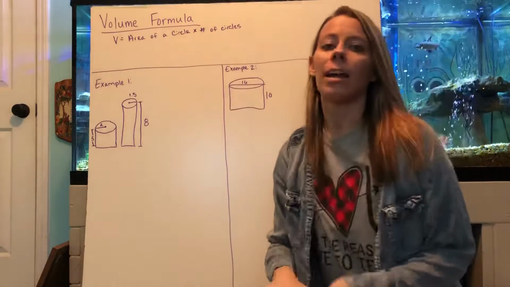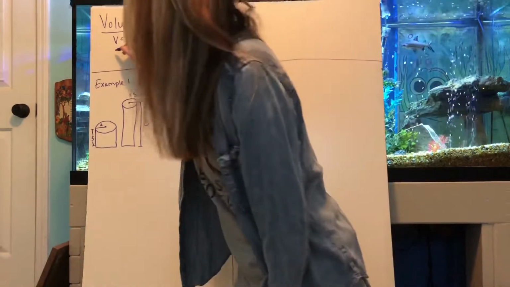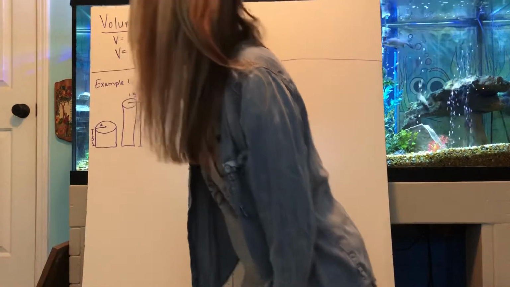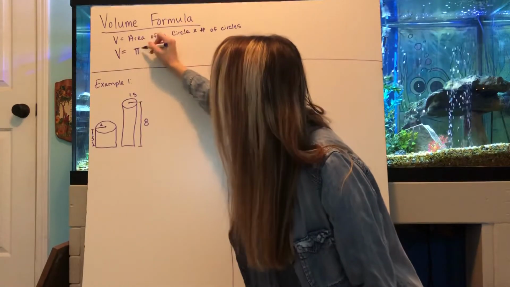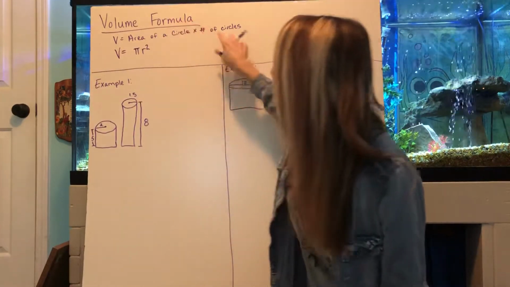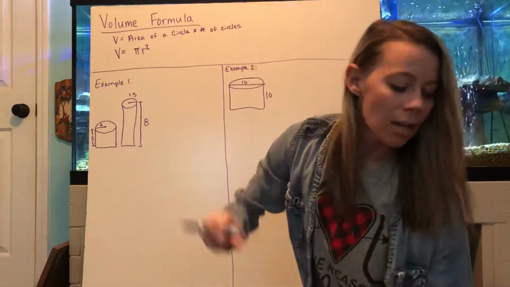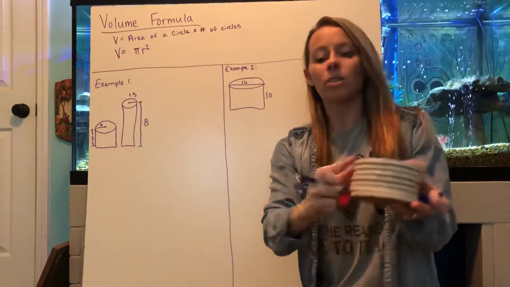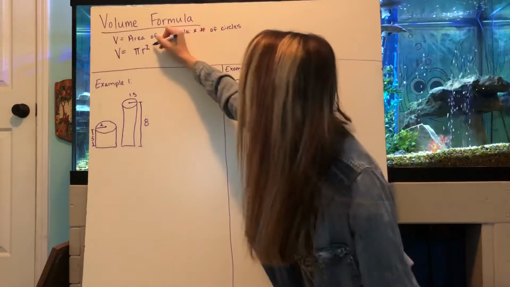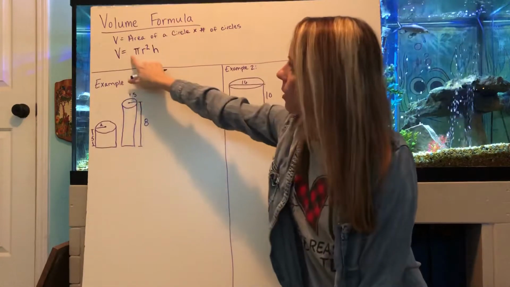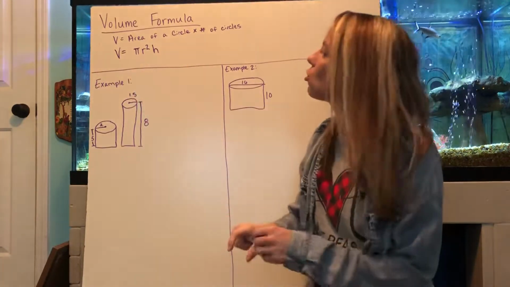How we write that in variables is we would write V equals area of a circle is pi r squared, and the number of circles, this distance from the top circle to the bottom circle is your height, so times h. So volume equals pi r squared h.